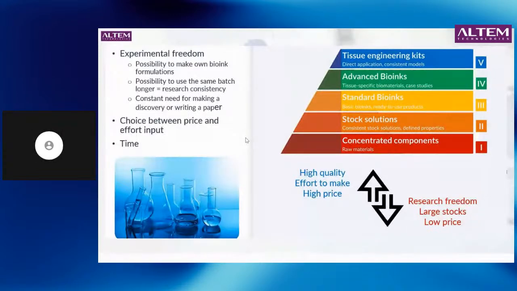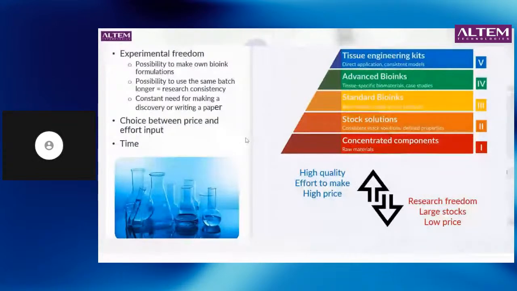You would have a standard process in terms of getting these components. So when you talk about using the concentrated components, you also have stock solutions, that is concentrated forms of that same raw material in an easily blendable manner.